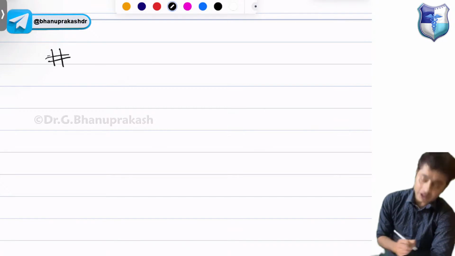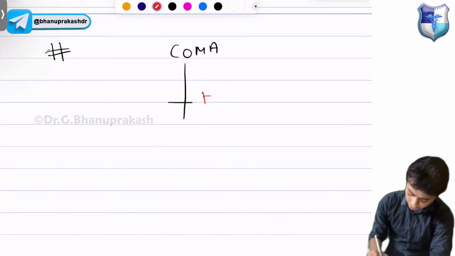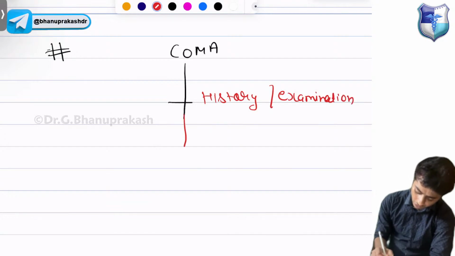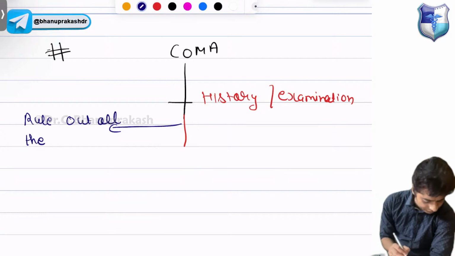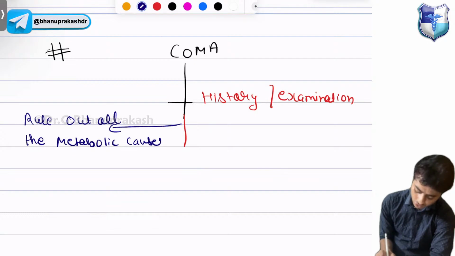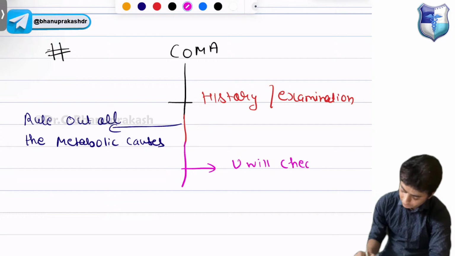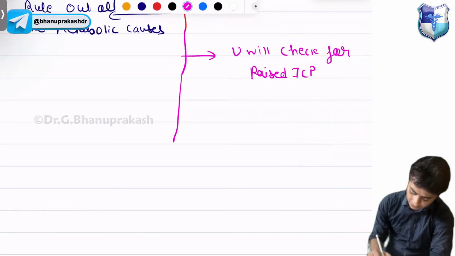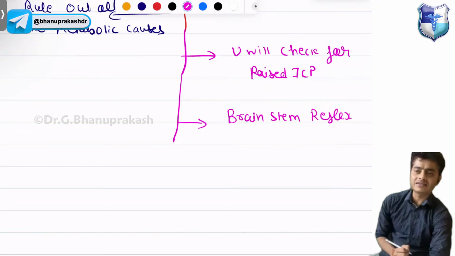Suppose a patient has come to you with coma. First, you have to take a proper history and examination. First you will rule out all the metabolic causes. After this, you will check for raised ICP. Then you will do brainstem reflexes.